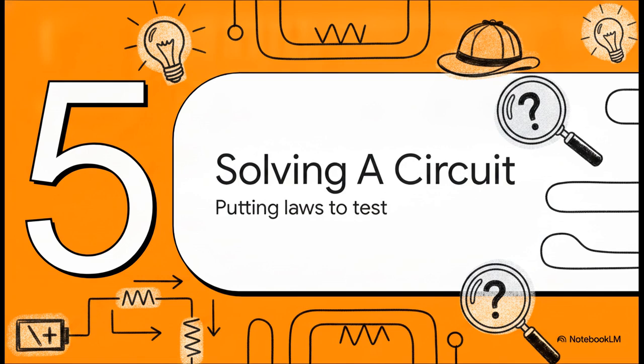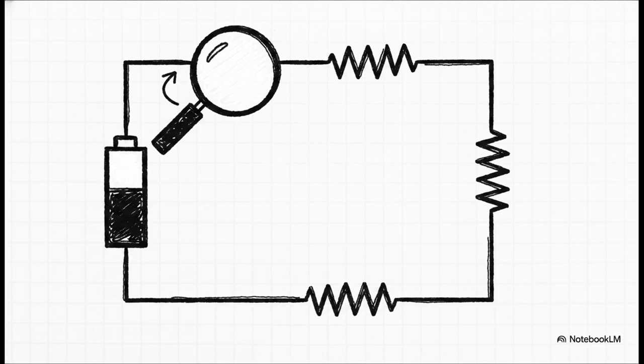Section 5. Solving a real circuit and putting these laws to the test. All right, theory time is officially over. Let's get hands-on and set up the parameters for our seemingly unsolvable circuit. We've got 3 resistors in this closed loop. Resistor 1 is 2 ohms, resistor 2 is 4 ohms, and resistor 3 is 6 ohms.